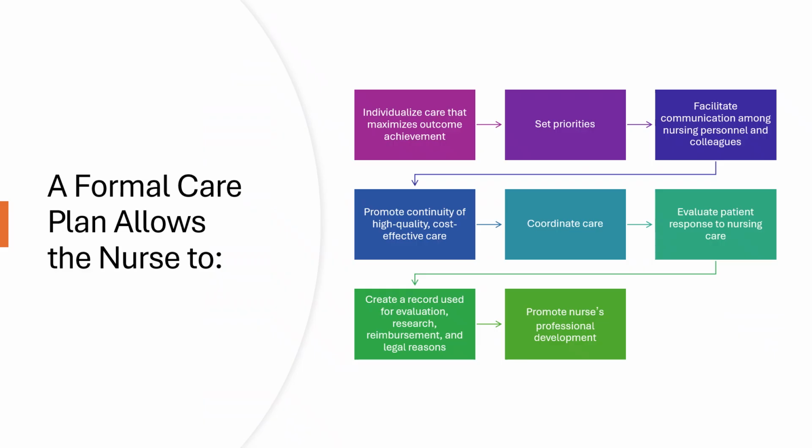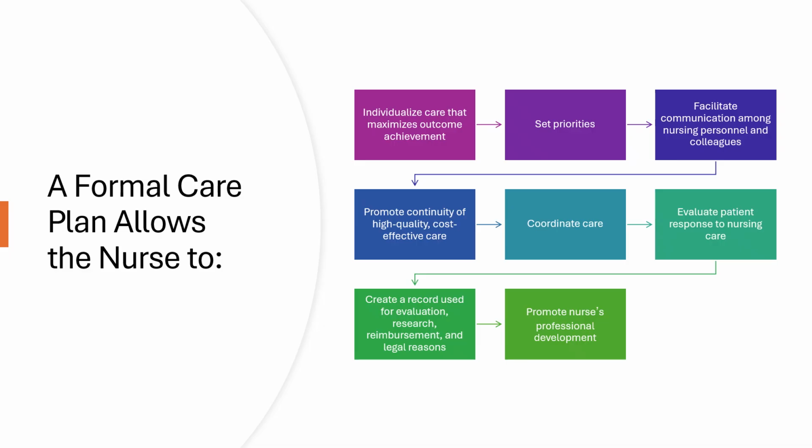A formal plan of care allows nurses to individualize care that maximizes outcome achievement, sets priorities, facilitates communication among nursing personnel and their colleagues, promotes continuity of high quality, cost effective care, coordinates care, evaluates the patient's responses to nursing care, and creates a record that can be used for evaluation, research, reimbursement, and legal purposes.